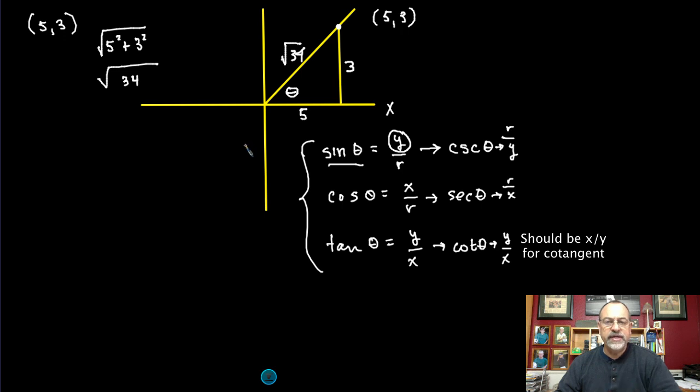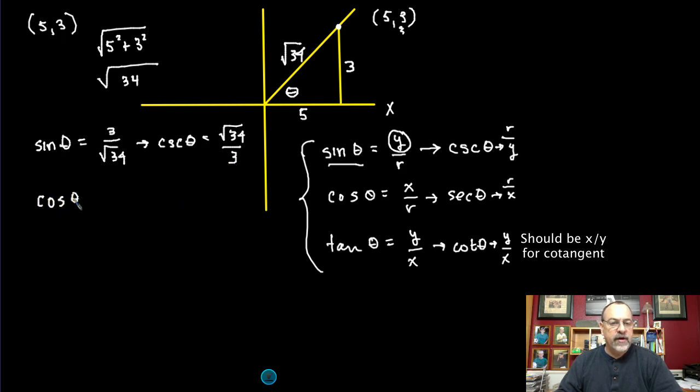Now that I have the three sides of the triangle, I can write my ratios. So the sine of this angle is going to be the y value, 3, over the square root of 34, or opposite over hypotenuse. And then the cosecant, the reciprocal function of that, would simply be the square root of 34 over 3. The cosine of the angle, which is the x value, would be 5 over the square root of 34, or adjacent over hypotenuse.